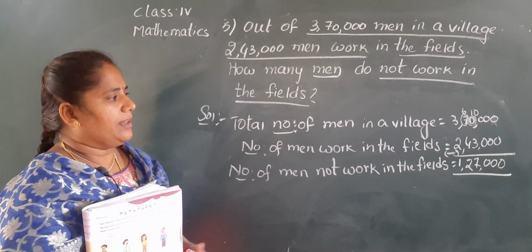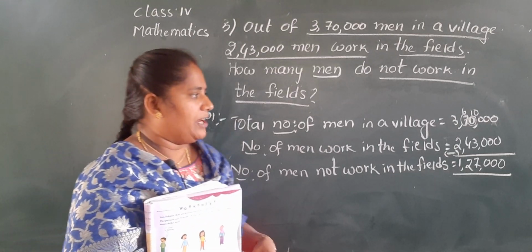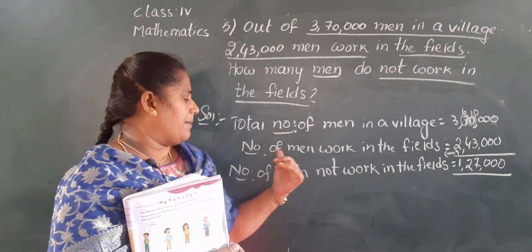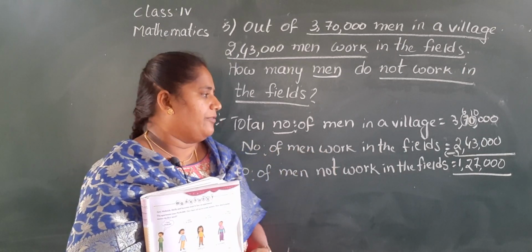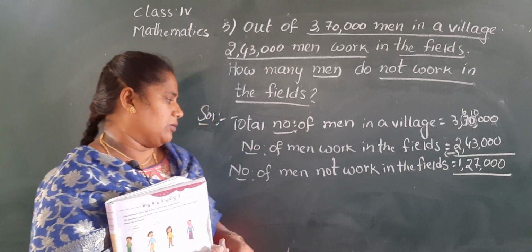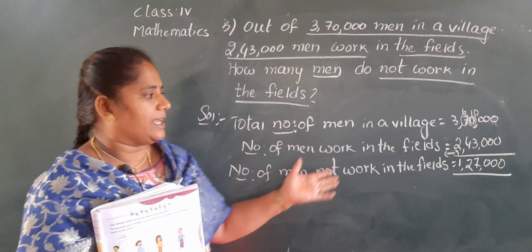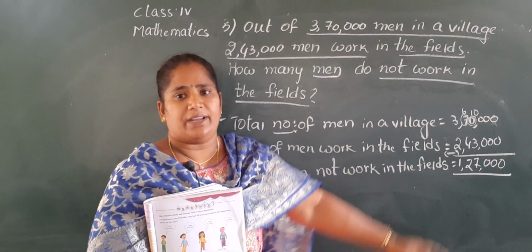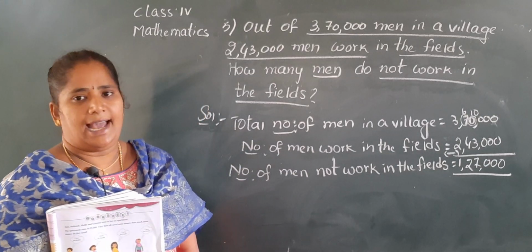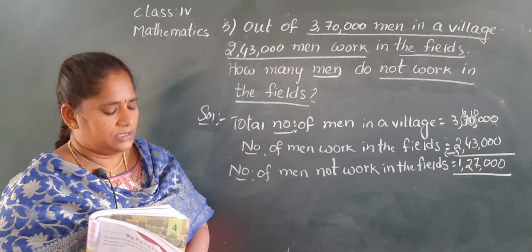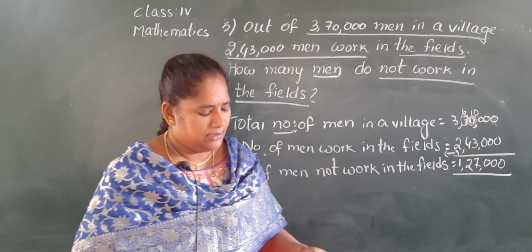So how many men are there in the village? Total number of men is equal to 3,70,000. In that, number of men who work in the fields, how many work in the field? Only 2,43,000. So number of men who do not work in the fields, if you subtract this number from the total, then we can get that answer, 1,27,000.